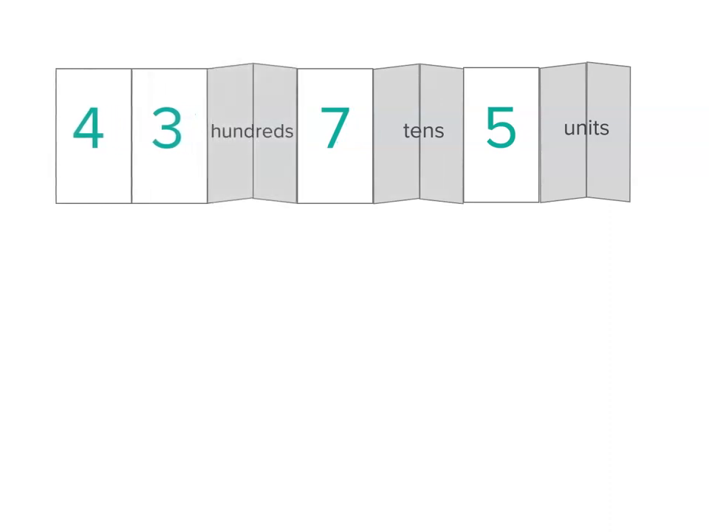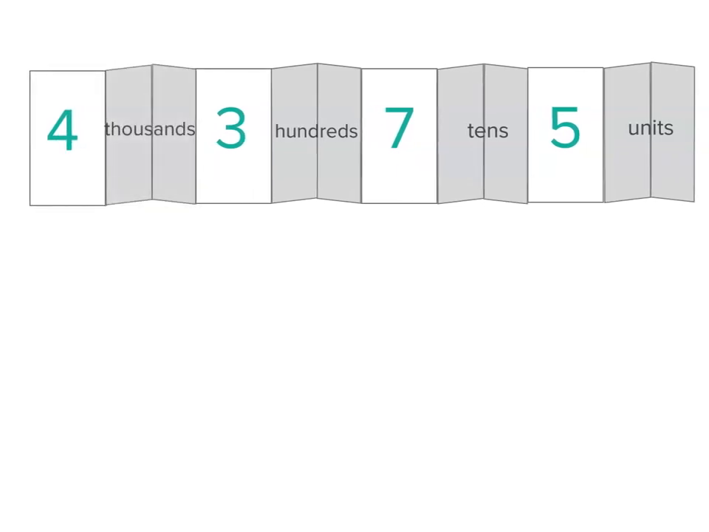We could also think of that as 43 hundreds, 7 tens and 5 units. But actually, you could also make this as 43 hundreds and 75 units. So there are some other possibilities. Or you could think of it all in its unit place like that.